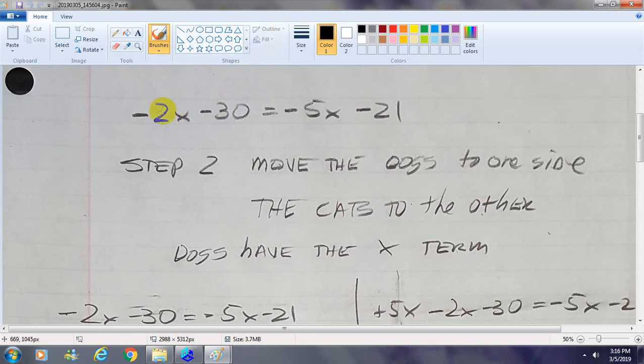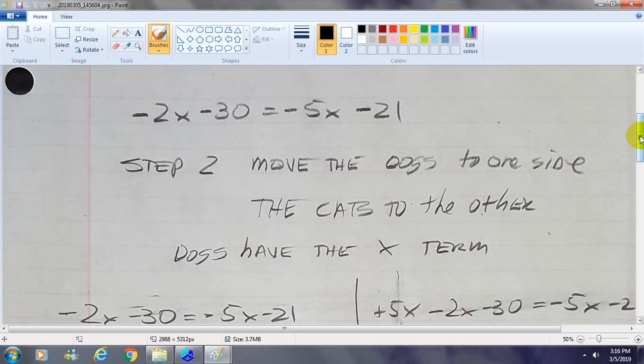So we have this thing where, on one side of the equation, we have dogs and cats. The other side of the equation, we have dogs and cats. Now, the next step, this is step 2. We have to move the dogs to one side and the cats to the other. We have to move all the stuff with the x's to one side of the equation, and we have to move all the stuff without x's to the other side of the equation. Okay? So now, how do we do that?